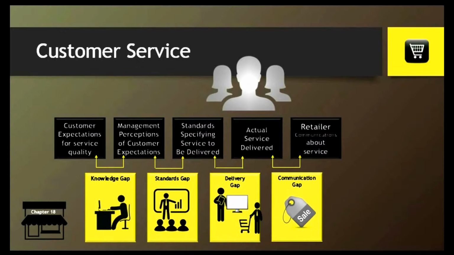Okay, so in chapter 18, it talked about a lot of different things pertaining to customer service, but what I'm going to focus on here is this gap that they talked about: customer expectations for service and management perceptions. There's a gap here typically, and the way that we close that gap is by understanding more about the customer, doing some research. There's a gap between what service is delivered and the expectations of service delivered. So we do some training here to make sure that our employees understand expectations.